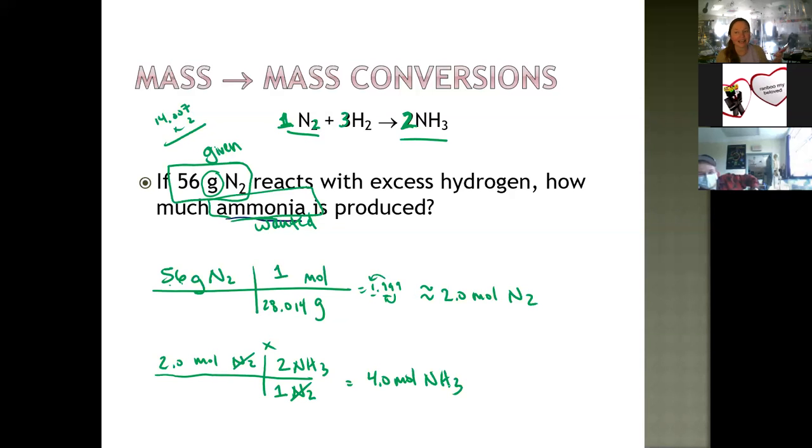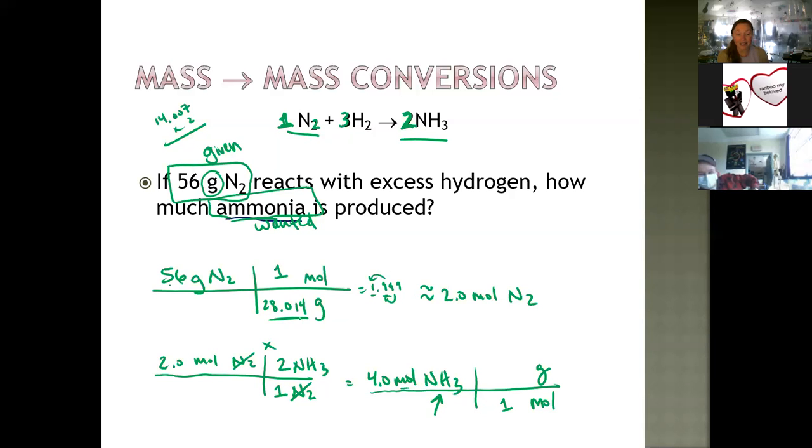But what if I needed that in grams? What am I going to do now? How do I turn my moles into grams? Another chunk of railroad track. I have moles on top. I want to get rid of my moles, so I want to put my moles on the bottom. I want to turn my moles into grams, so I put my grams on the top. How many grams in 1 mole of ammonia?